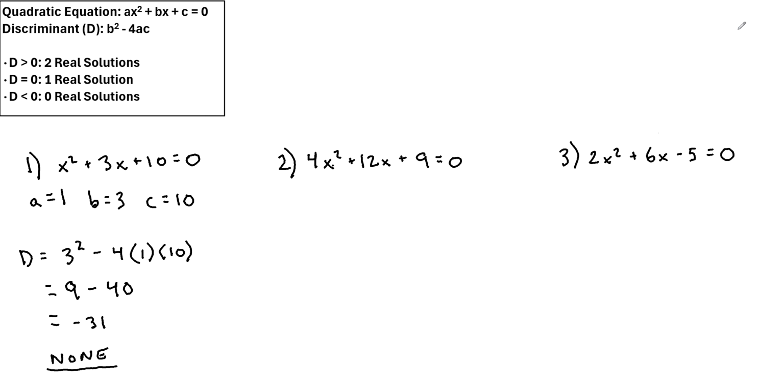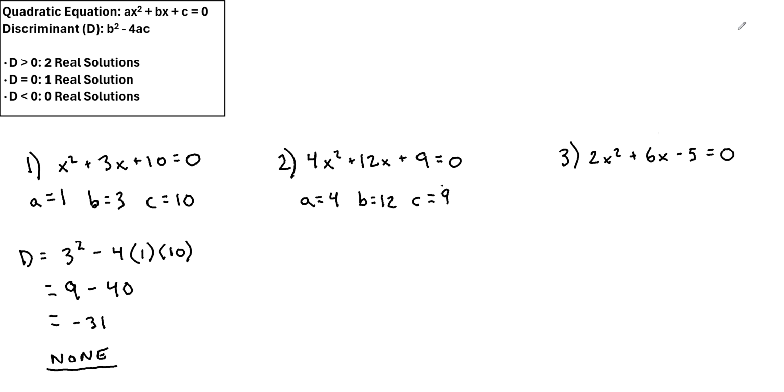Let's check out the second example. We have 4x squared plus 12x plus 9 is equal to 0. So let's calculate the discriminant again. First, let's identify our a value, our leading coefficient, that's 4. B is this 12 right here. And c, the constant at the end, is 9.